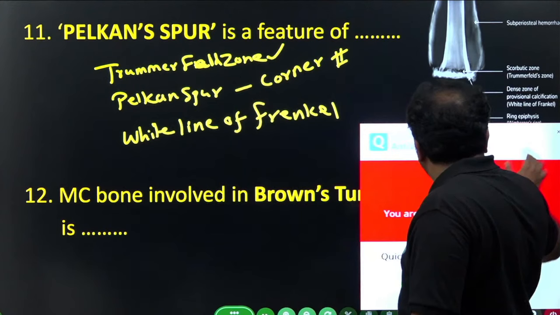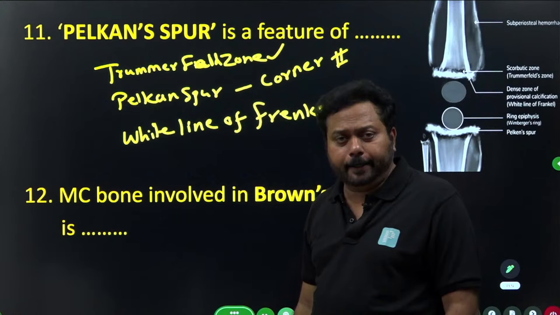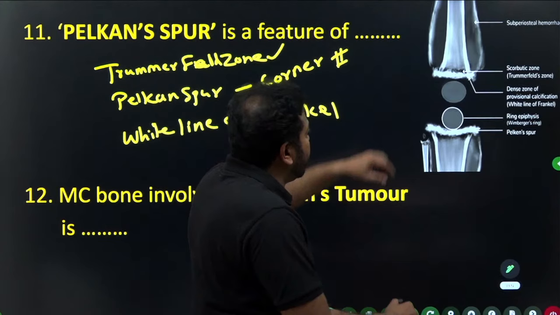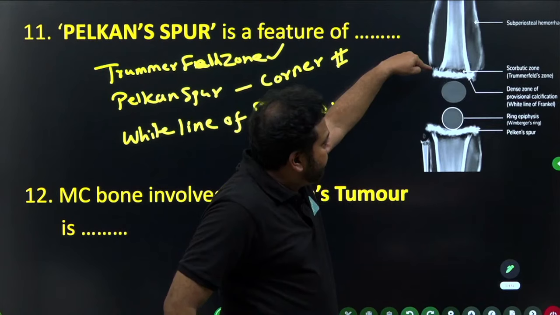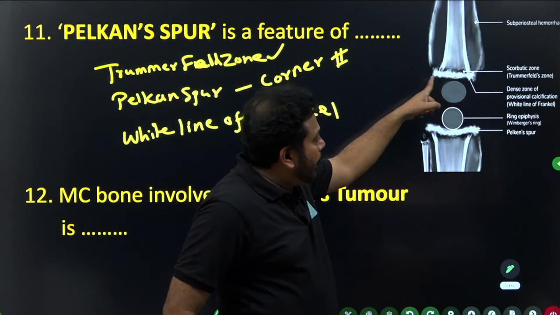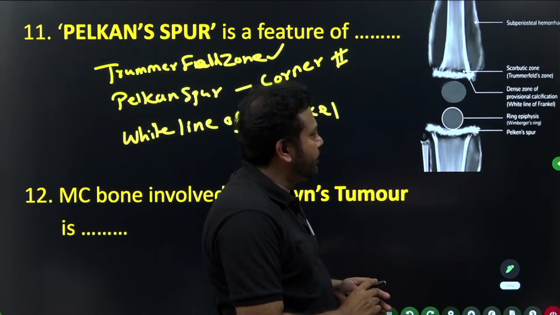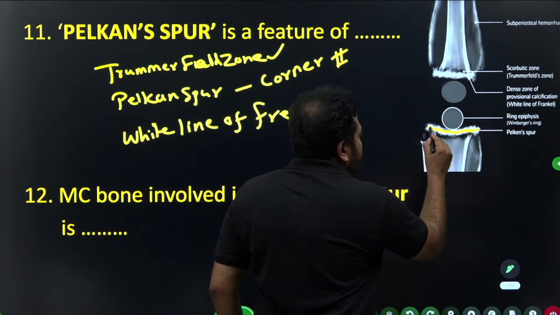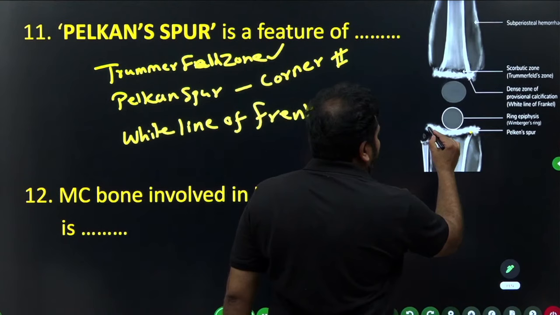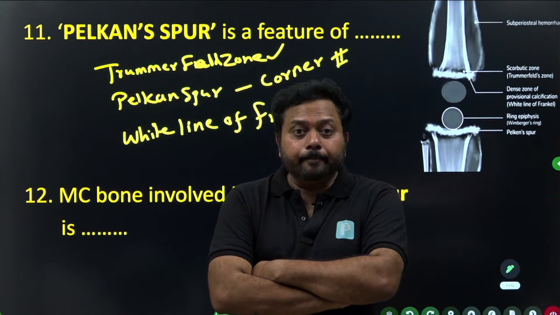White line of Frankel is calcification happening in the growth plate. Just look at this diagram, since if I draw with this pen you can't appreciate it. This is epiphysis, that is metaphysis. A translucency in the metaphysis is called the Trümmerfeld zone. At the corner of that metaphysis, you are seeing a hook-like thing, and that is called the Pelican spur. This whole white provisional calcification is called the white line of Frankel. So radiologically, in scurvy you can expect the Pelican spur, the Trümmerfeld zone, and the white line of Frankel. At least these three things.